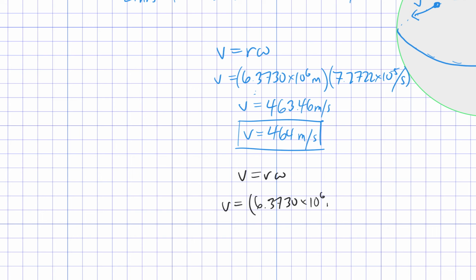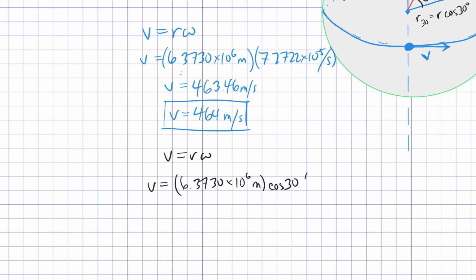6.37 times 10 to the 6 meters, cosine 30 degrees, times our angular velocity of 7.27 times 10 to the negative fifth radians per second. And at 30 degrees, we end up with 401 meters per second. So a slightly different value.